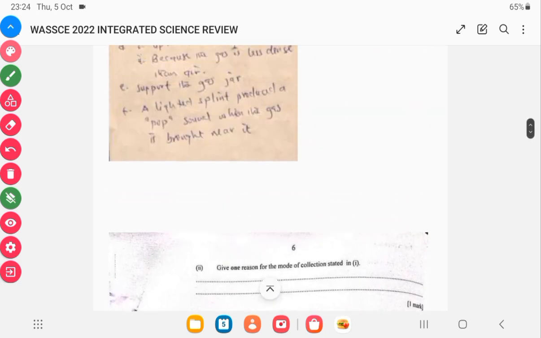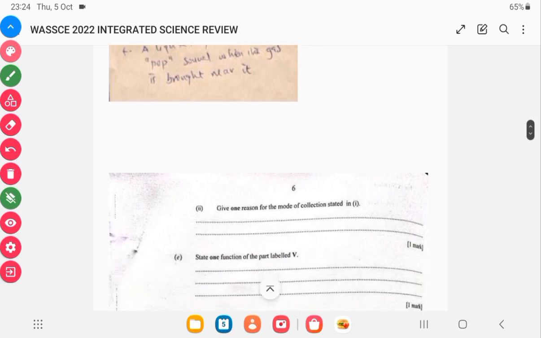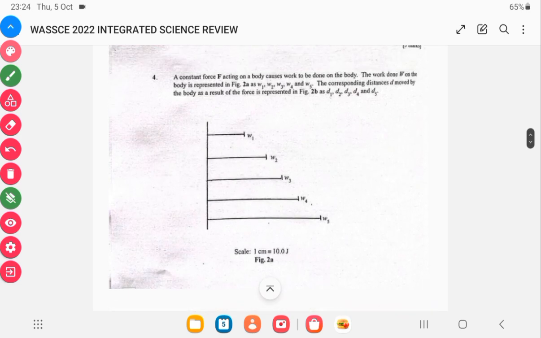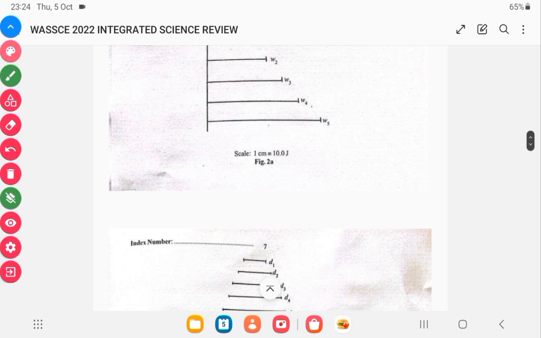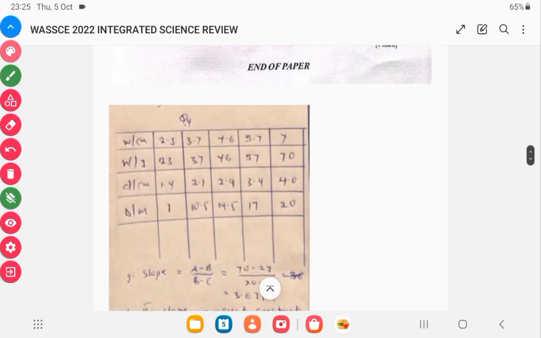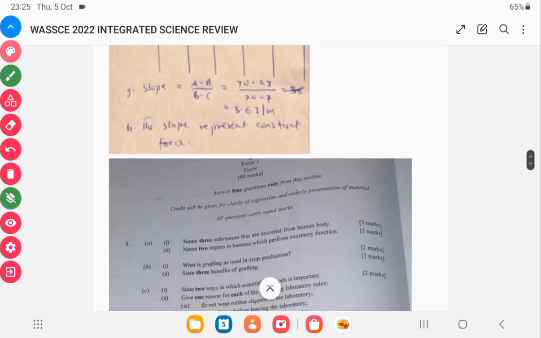So a pop sound is heard when a glowing splint is brought towards the lamp. And with question 4 here, I wouldn't spend so much time here because you need a rule, and the picture I took here wouldn't be okay if you use your rule. But for the slope, since you plotted your work against your distance, definitely you are going to be finding the force, which is the slope.